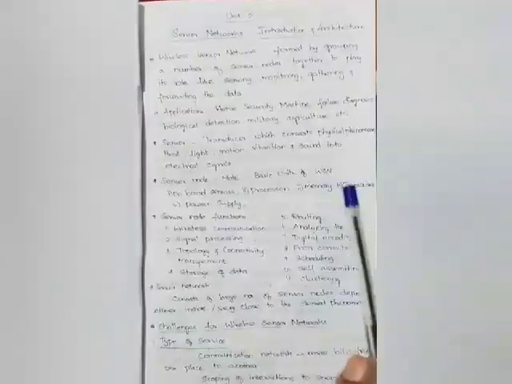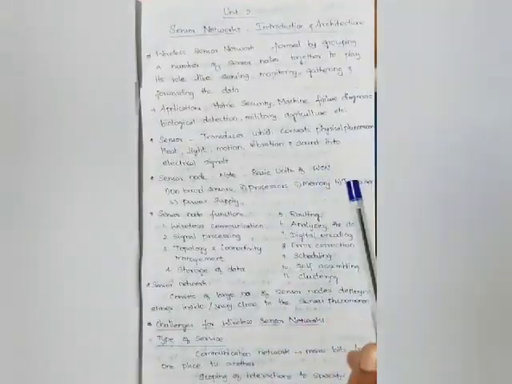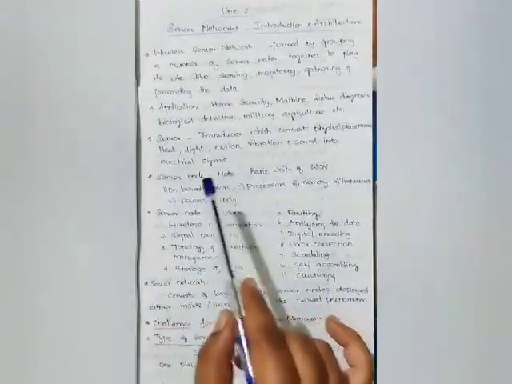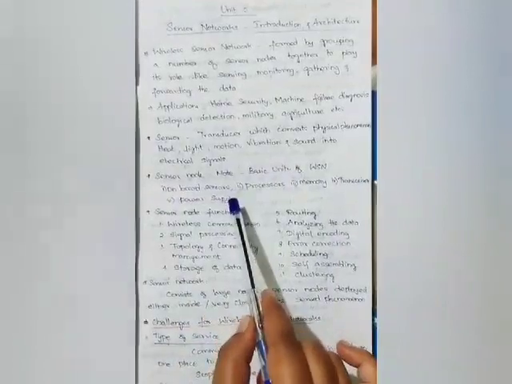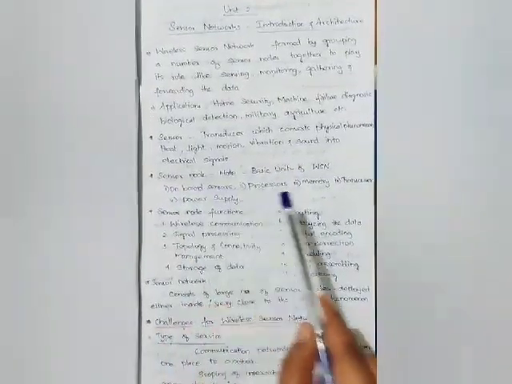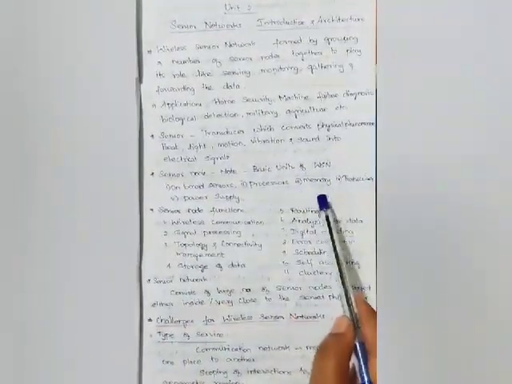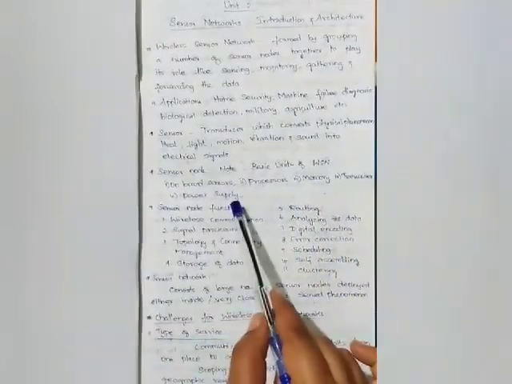Now we'll see what are the challenges that occur in forming a wireless sensor network. The basic unit of a wireless sensor network is the sensor node. It is known as mote. Each sensor node has 5 main parts: onboard sensors, processor, memory, transceiver and power supply.